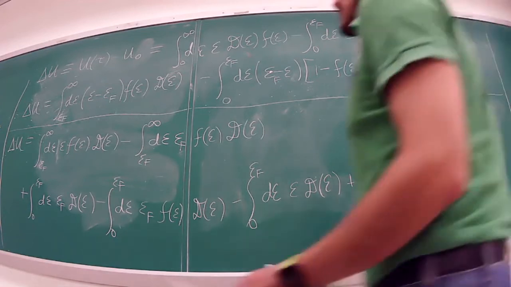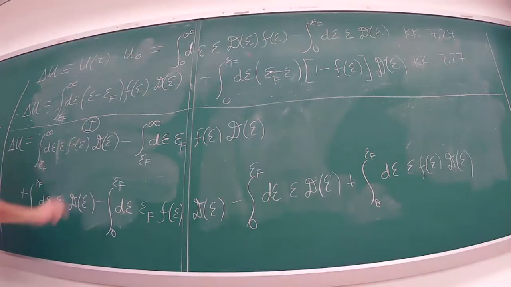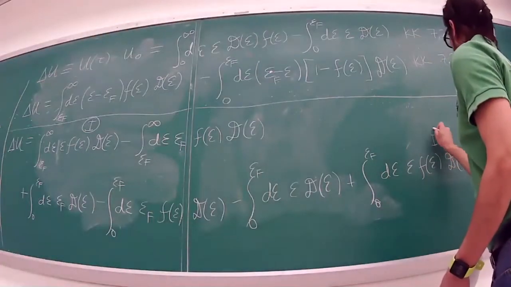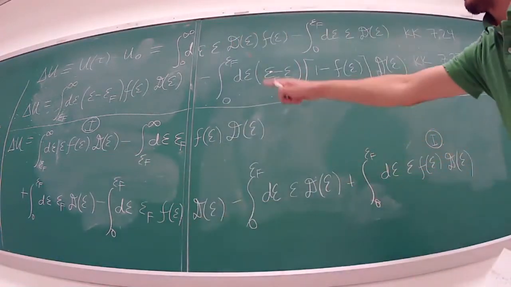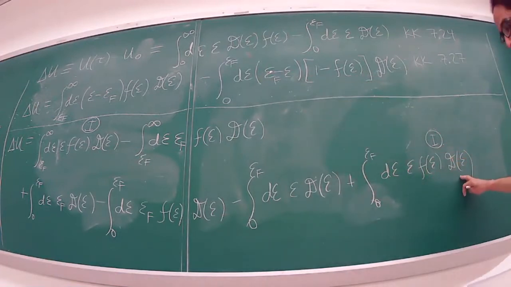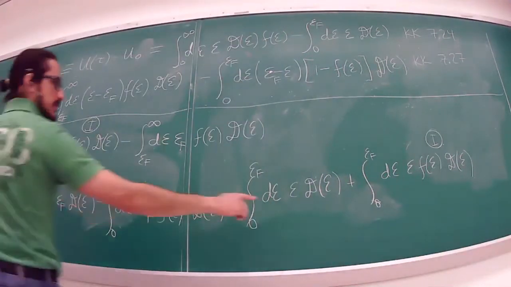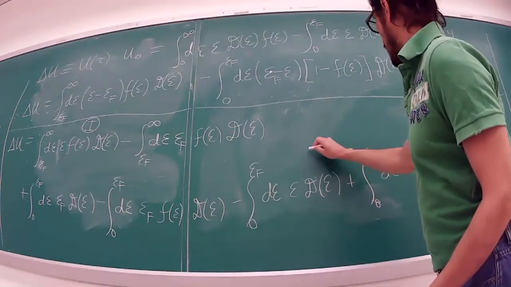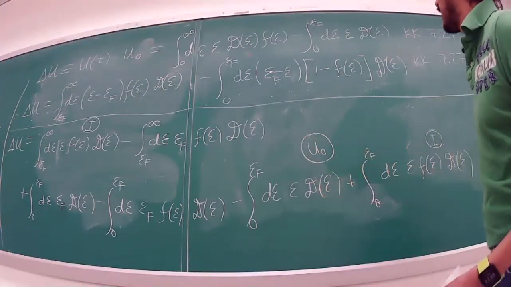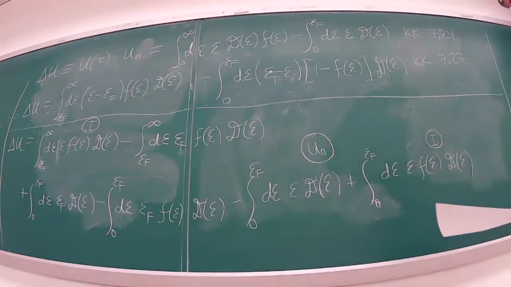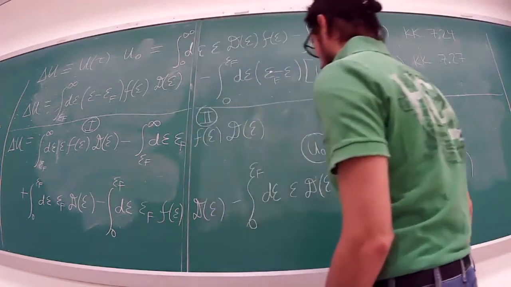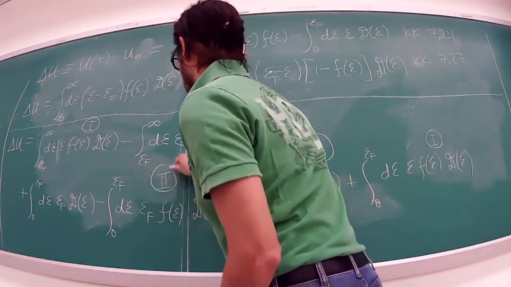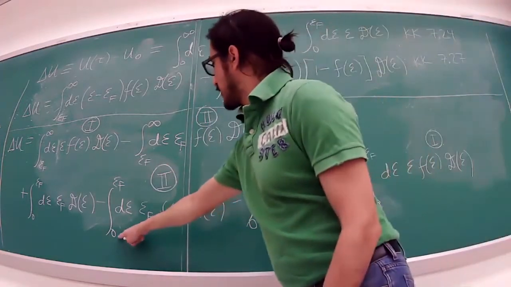I'm going to call this one Roman numeral one, and this one also Roman numeral one. If you put them together, now you get the whole thing from zero to infinity. And this one over here is this guy over here, and I'm going to call it numeral two, along with this one, from zero to infinity.